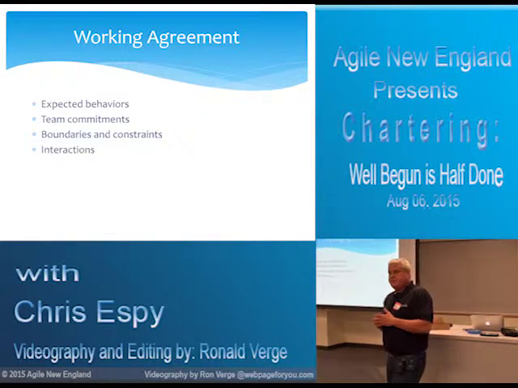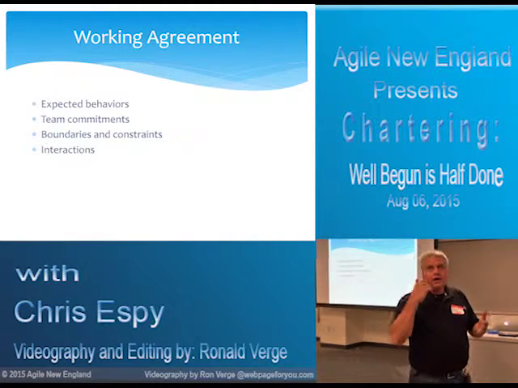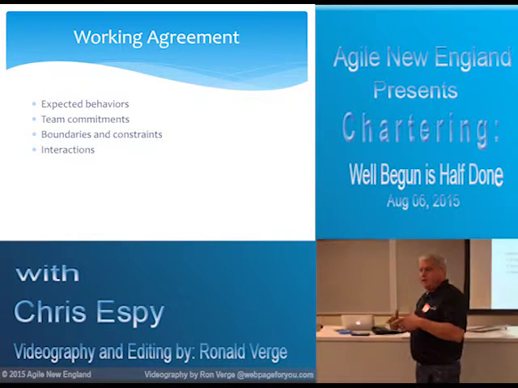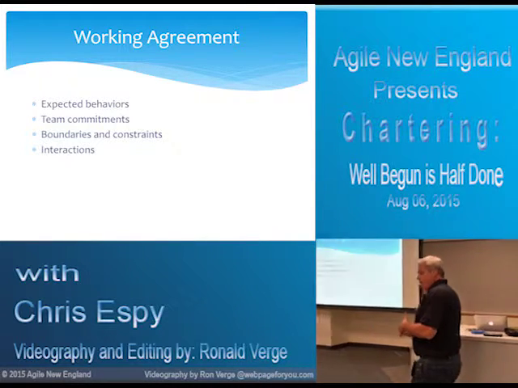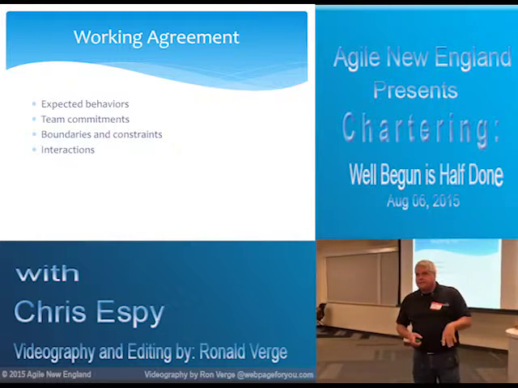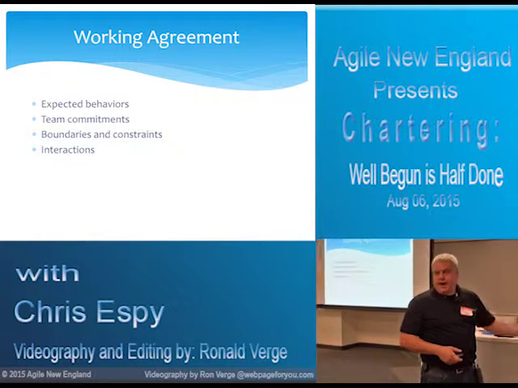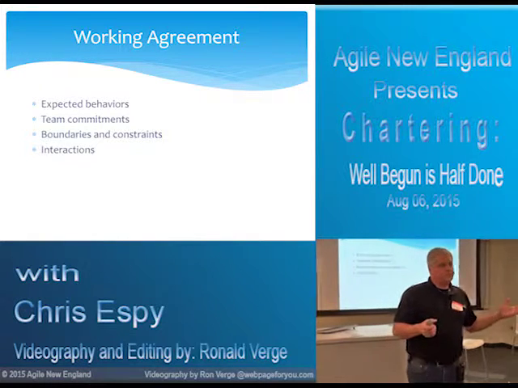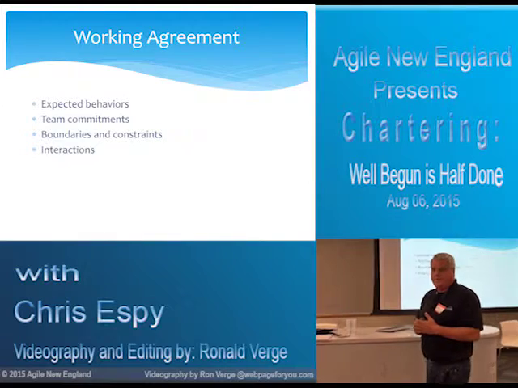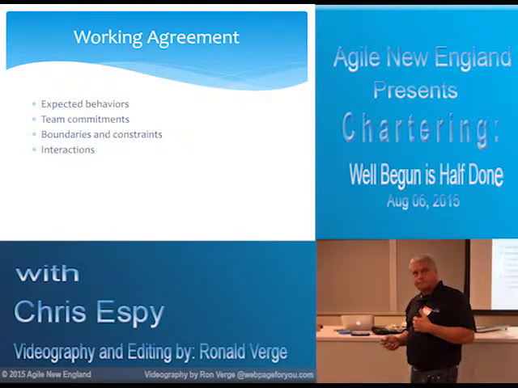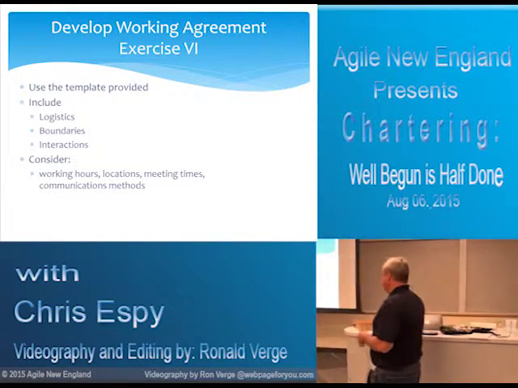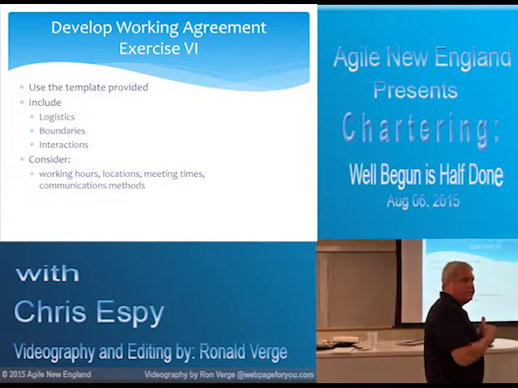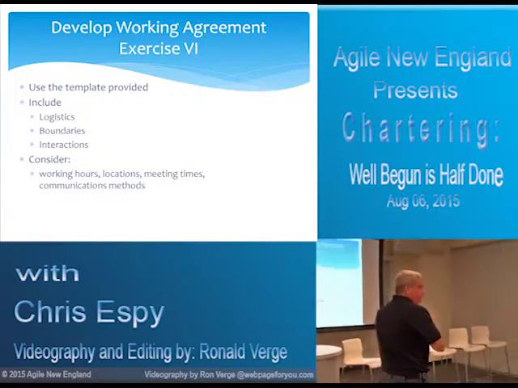So let's take just a few minutes. It's going to talk about your expected behaviors, the commitments of the team, the boundaries and constraints your team has that you might want to add, and any interactions you might have to have. So take about 6 minutes and fill that out together as a team. Consider things like working hours, locations, meeting times, communication methods, that sort of thing.